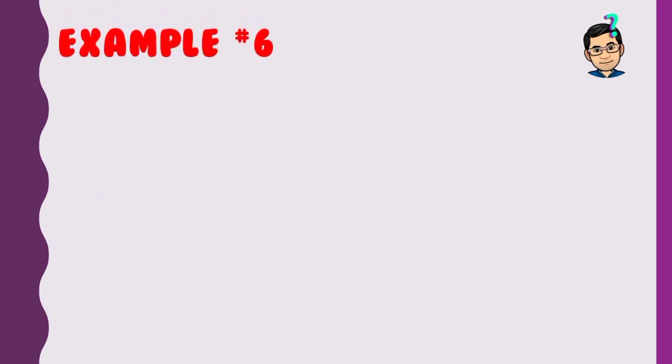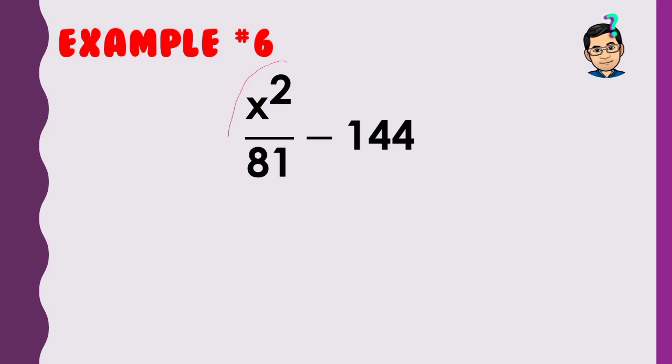Example number 6. x squared over 81 minus 144. So kung mapapansin nyo naman, yung ating first term dito is fraction siya. So wala namang problema kung fraction siya kasi as long as na-extract yung square root ng numerator and denominator. So let's start. So what is the square root of x squared?